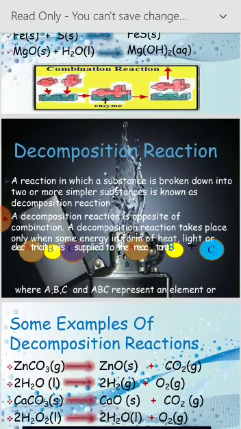So decomposition reactions are of different types. There is thermal decomposition, in which the energy is supplied in the form of heat. There is electrolytic decomposition, in which the energy is supplied in the form of electricity. There is light decomposition too.